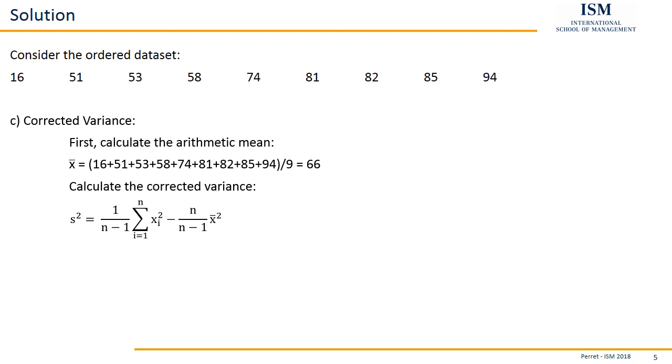Then we use the following formula for the corrected variance, which might look complex. However, the basic thing we do here, we sum up the squared data points and correct them with the factor 1 by n minus 1. N is again 9, so we just sum up the squared data points, divide them by 8, minus the squared arithmetic mean, again with a small correction factor of 9 divided by 8. This in the end will look like this.